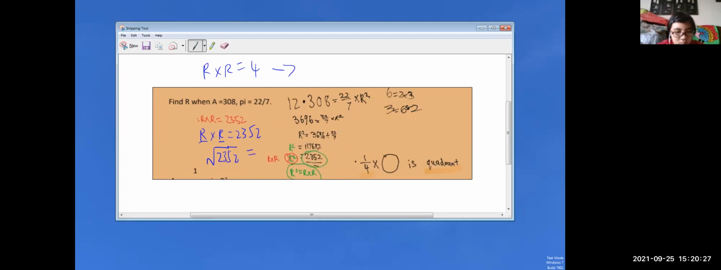So R is equal to? 2. Very good. One more time. R times R is equal to 225. So R is equal to? 15. Very good. Okay. Remember this is something you learned today. Okay. Next question. Share your screen.